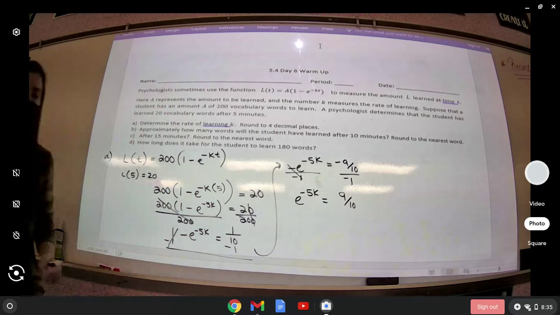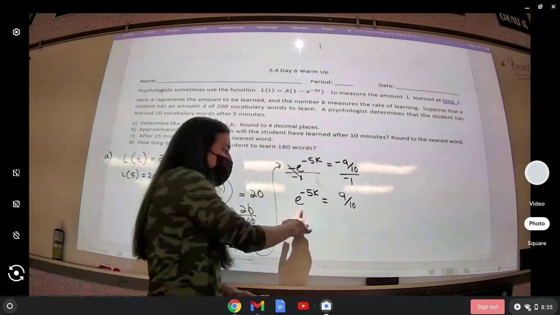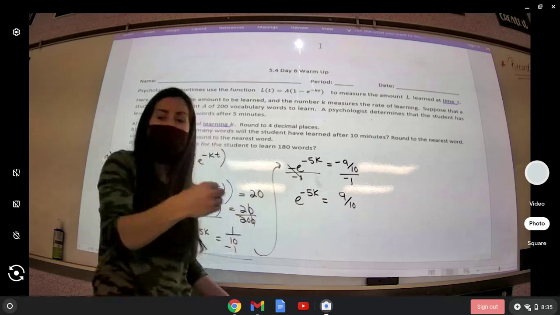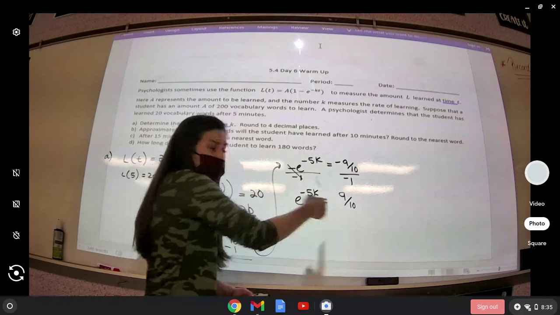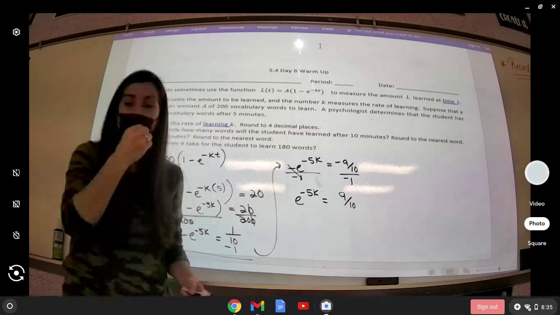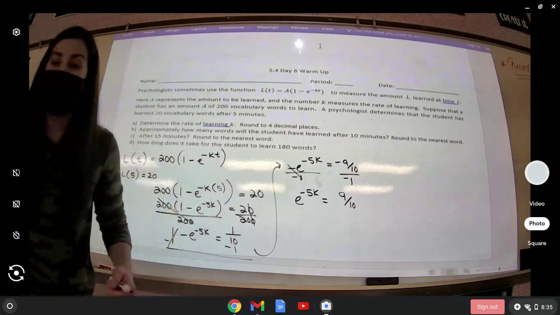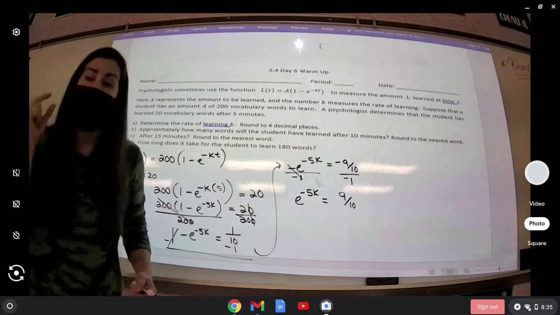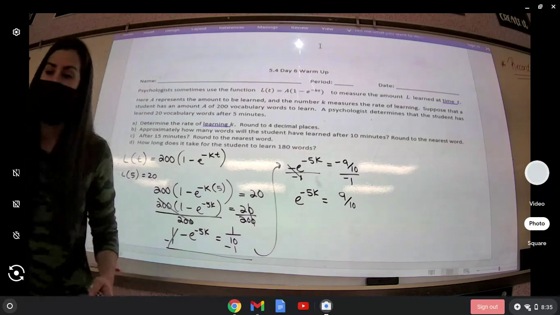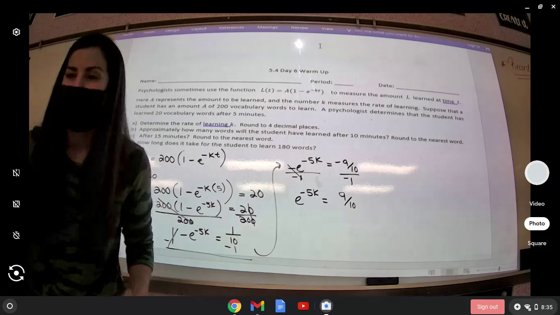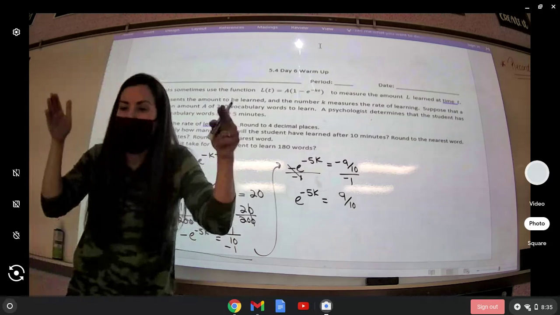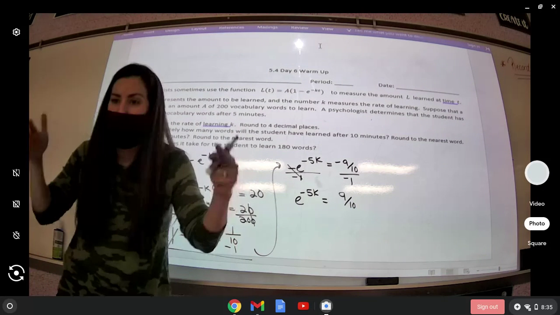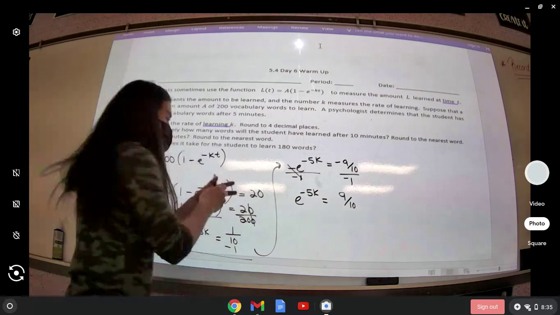Well, here it is, guys. What are we going to do? Are we going to sit here and plug and chug k values until we figure out e to what power gets the closest to 9/10? No. We have to undo this base e exponential function. And who's going to undo a base e exponential function? A logarithm base e. So we're going to log base e both sides. We're going to natural log both sides.